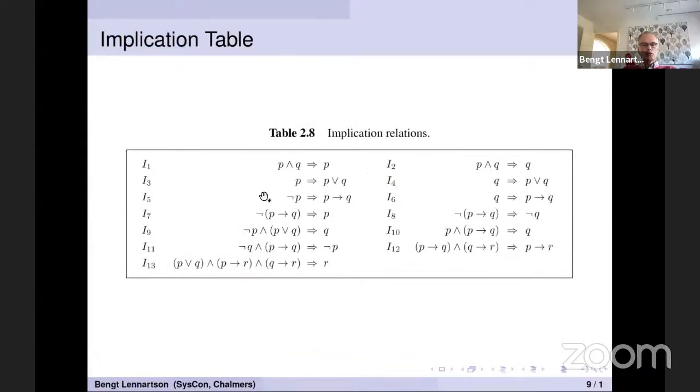Implications: here is also a list of typical implications. For instance, that P and Q implies P, while P implies P or Q. And you can continue this with a number of interesting expressions, which typically are given in mathematical tables. Actually, I will prove some of these implications a bit later on as some exercises.